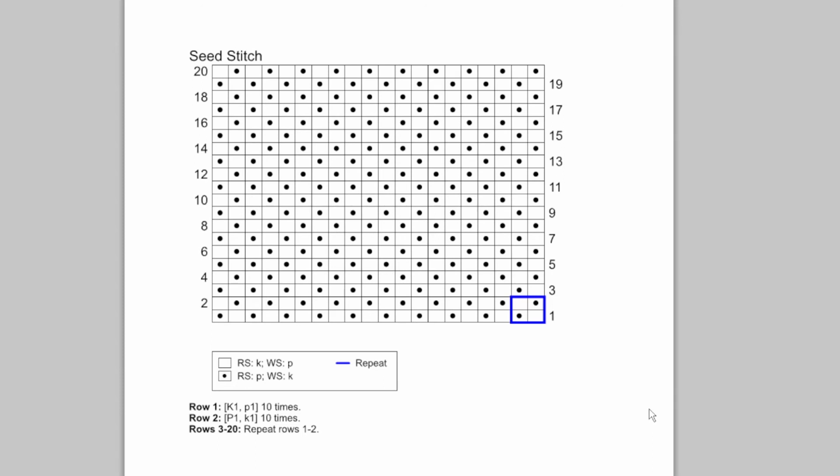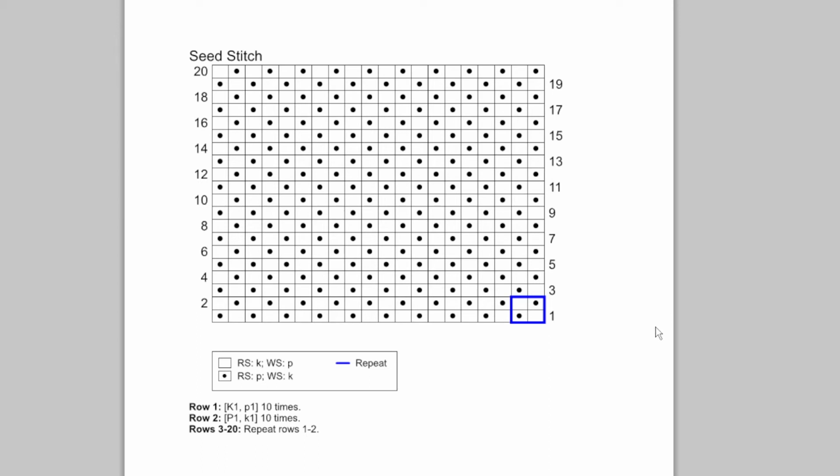Here is a chart of seed stitch. So you can see the same thing. Right side rows are labeled on the right hand side of the chart. Wrong side rows are labeled on the left hand side of the chart. You will knit 1 and purl 1 across the right side row. And then on the wrong side, you will purl 1 and then knit 1 to produce this pattern.